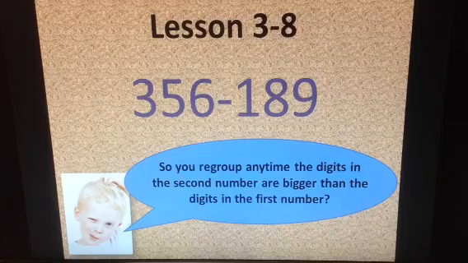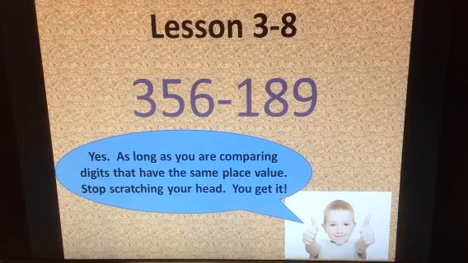So you regroup anytime the digits in the second number are bigger than the digits in the first number? Yes, as long as you're comparing digits that have the same place value. Stop scratching your head, you get it.